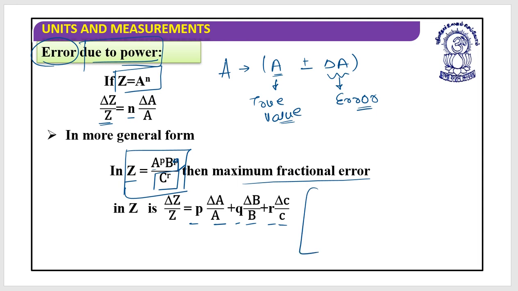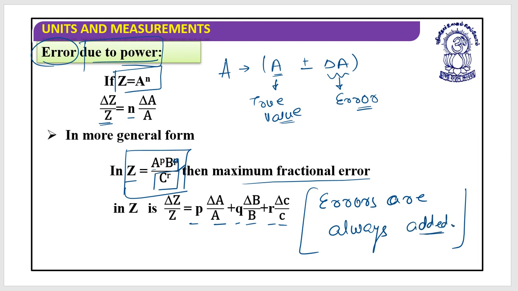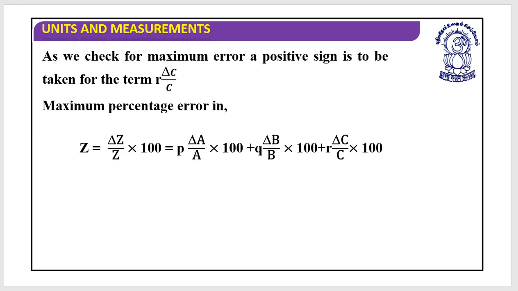Remember, errors are always added. Errors are always added. They cannot be subtracted. Errors would always be added. Do remember this. So, can you do it? Okay. So this is delta z by z.